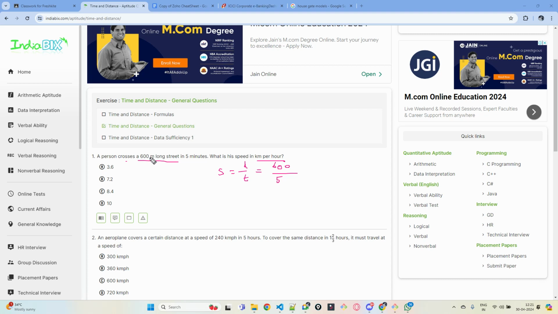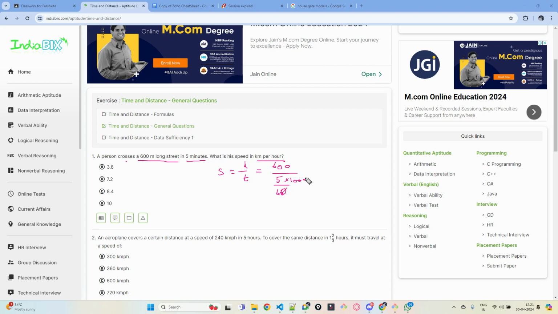This is in meters. How do you convert meters to kilometers? Meter is the smaller unit, right? To convert to kilometers, you have to divide by 1000. And per hour they are asking, but they are giving minutes, so you have to convert the minutes to hours. So 5 minutes is how many hours? It will be divided by 60. Correct?